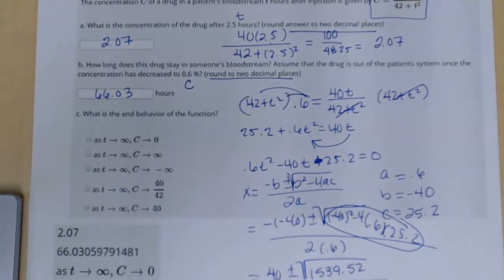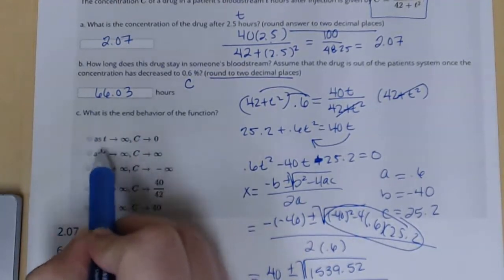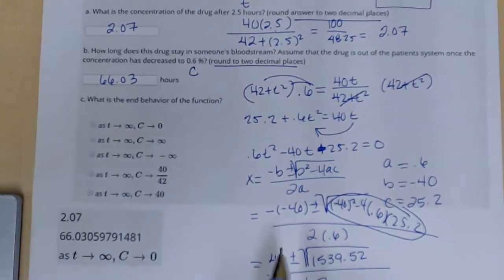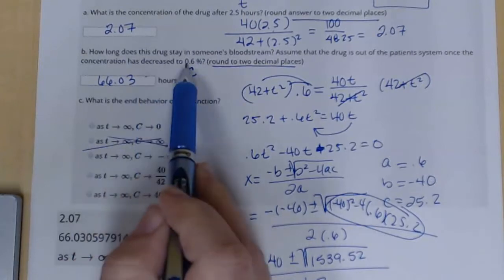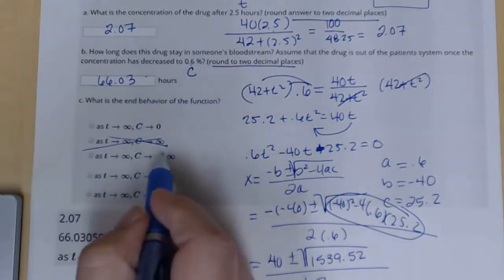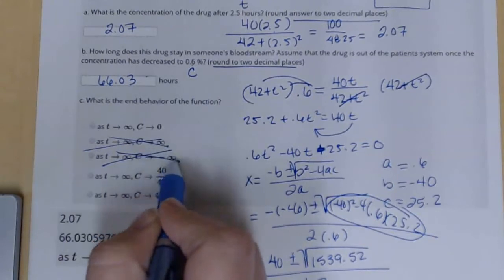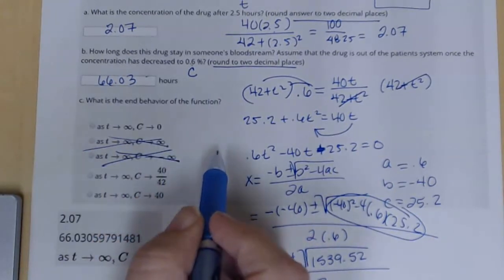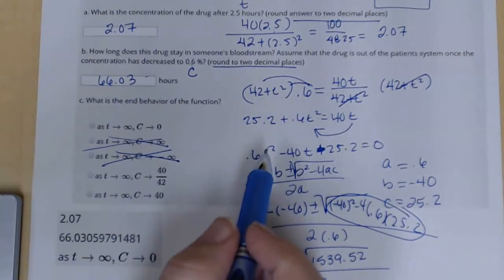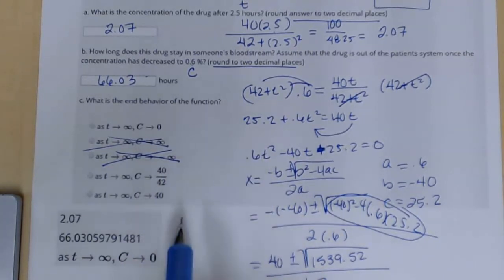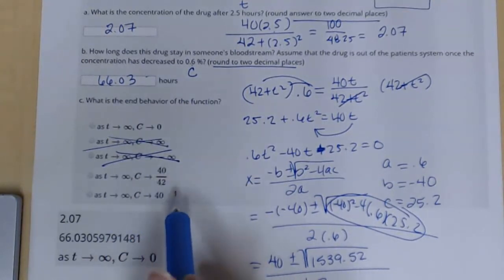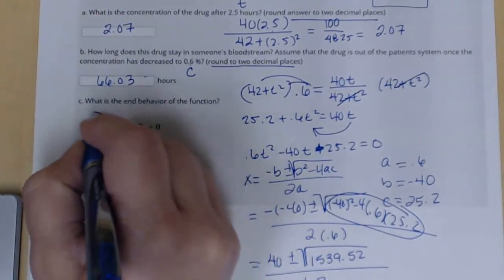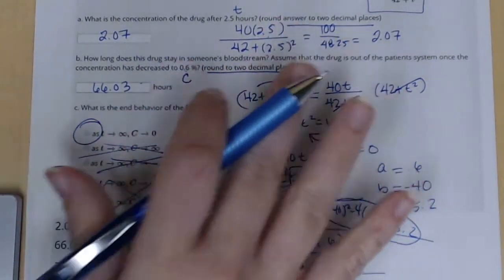Now it says, what is the end behavior of the function? Like, what's going on as our time gets larger and larger and larger without bounds? Well, our concentration is not going to get higher. We've already seen that as time goes on, our concentration goes down. It's also not going to be a negative value. I mean, we're in the real world, like the blood concentration of the drug in the patient's blood. And these other answers don't even make sense. Like, as I live on, I'm going to have a 40% concentration in my bloodstream? These don't make sense. So this is the only one that makes sense for this application.